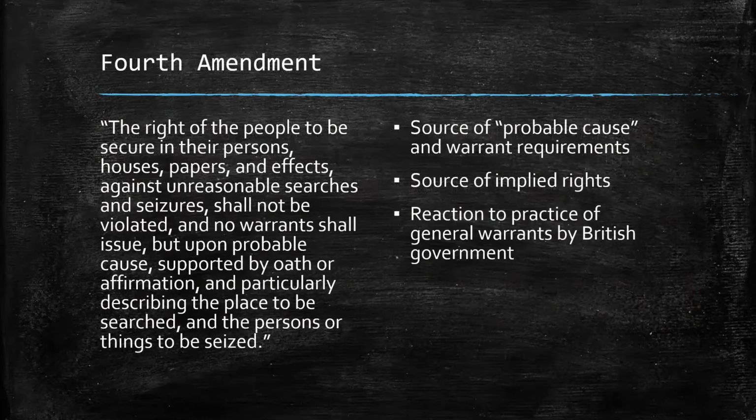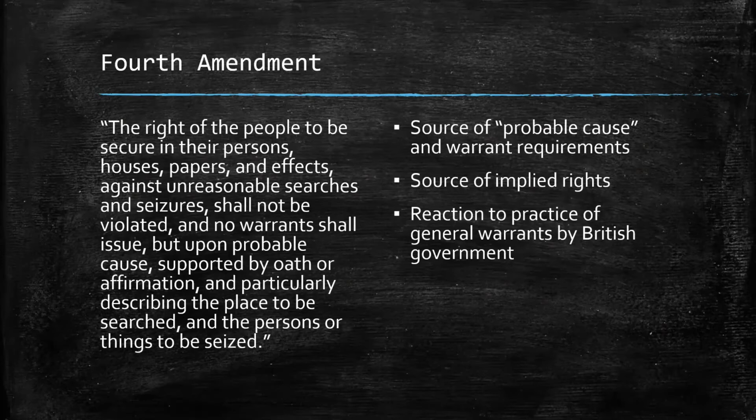The Fourth Amendment. The right of the people to be secure in their persons, houses, papers, and effects against unreasonable searches and seizures shall not be violated, and no warrants shall issue, but upon probable cause, supported by oath or affirmation, and particularly describing the place to be searched, and the persons or things to be seized. This is one of the three main sources of due process rights in the Constitution. The Fourth Amendment provides restrictions on the power of the federal government to search or seize a person or his or her property. It is the origin of the requirement of probable cause and warrants.